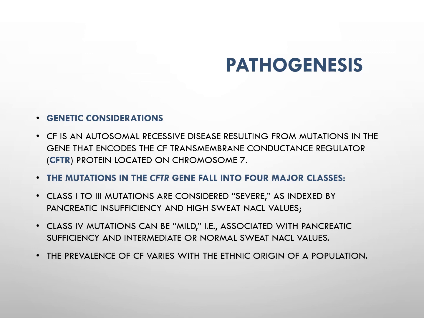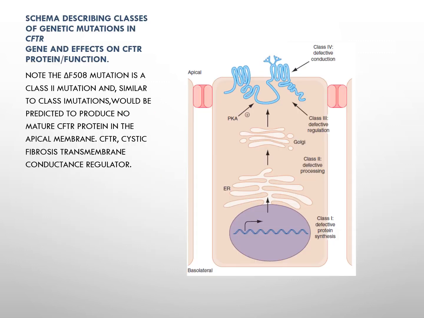CF is an autosomal recessive disease resulting from mutations in the gene that encodes the cystic fibrosis transmembrane conductance regulator, CFTR, protein located on chromosome 7. The mutations in the CFTR gene fall into 4 major classes. Class 1 to 3 mutations are considered severe as indexed by pancreatic insufficiency and high sweat NaCl values. Class 4 mutations can be mild, associated with pancreatic sufficiency and intermediate or normal sweat NaCl values. The prevalence of CF varies with the ethnic origin of a population.